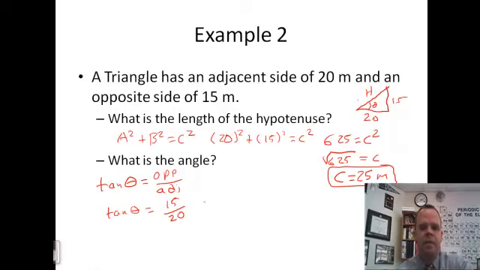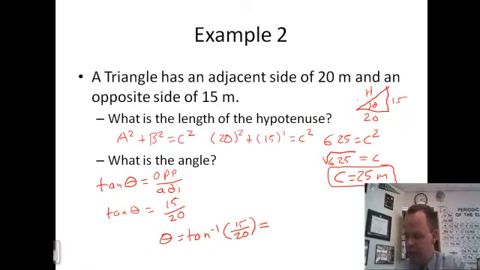Now this is where I commonly see mistakes. People take 15 divided by 20 and don't really know what to do to get the angle. Tangent is a mathematical function just like sine and cosine. To get rid of a mathematical function, we have to do the opposite of the function. So we need to take the inverse tangent of 15 over 20. Inverse tangent on your calculators is second tangent. 15 divided by 20, and we get 36.9 degrees.